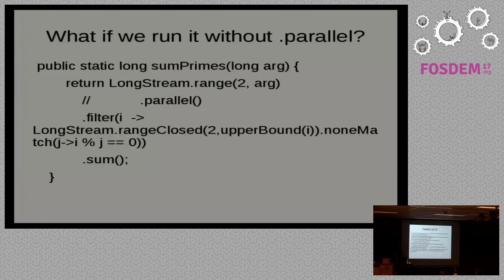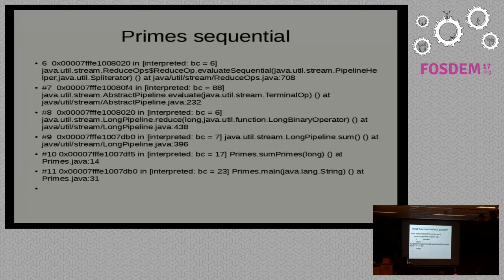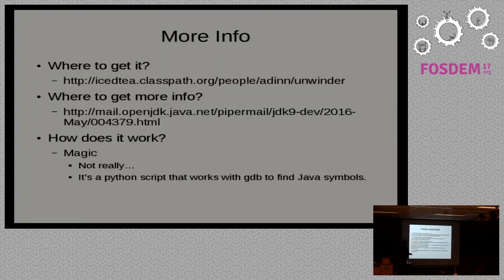In here, you can see all the interpreted methods, because these are only getting executed once. And you can comment out the parallel, and you can go and look at the GDB output and see that, in fact, you're up here at evaluate sequential, and you never go to the fork join stuff. So, yay, that's cool. Where can you get it?